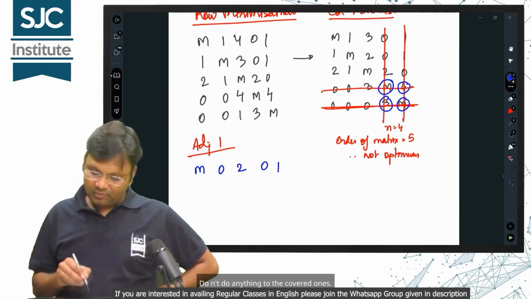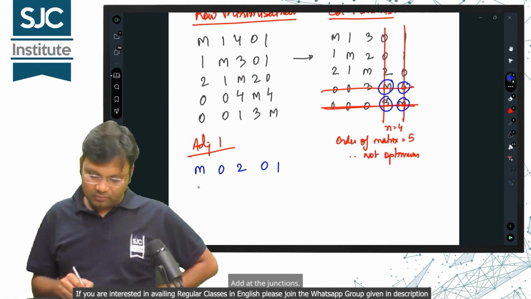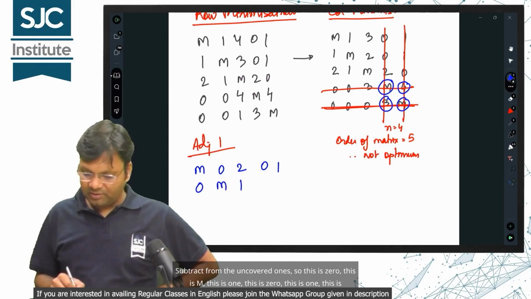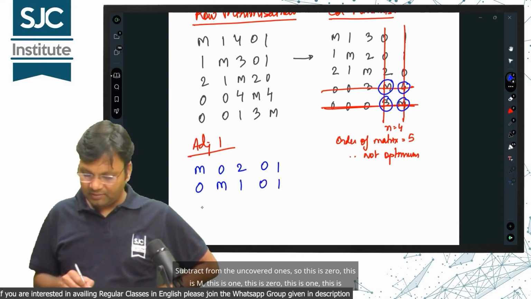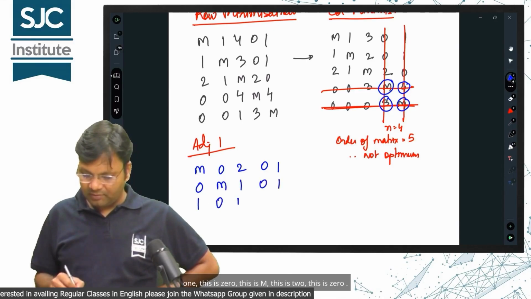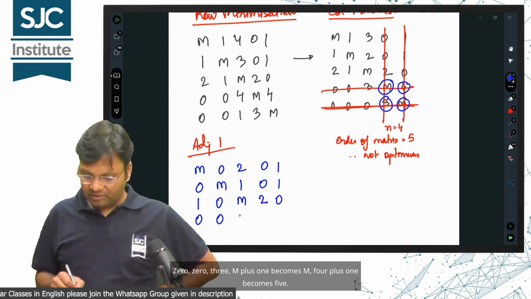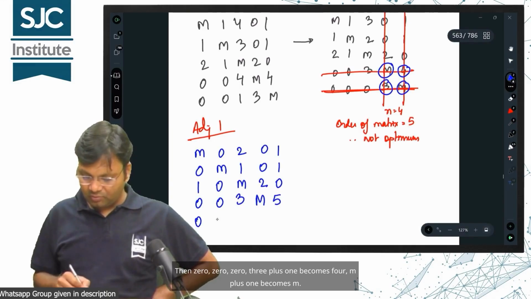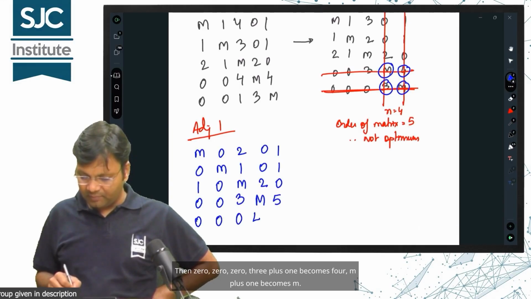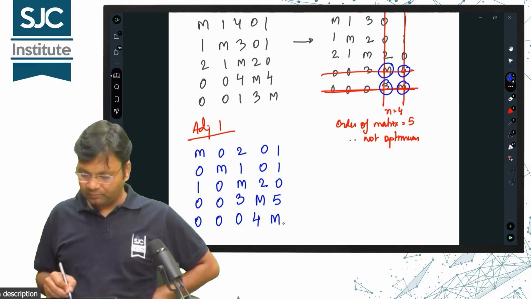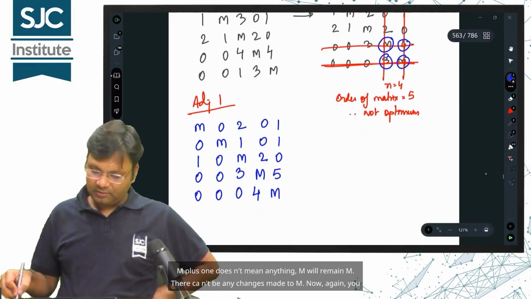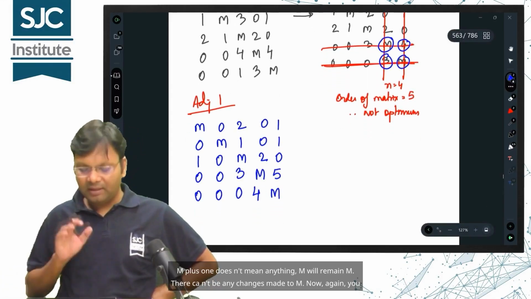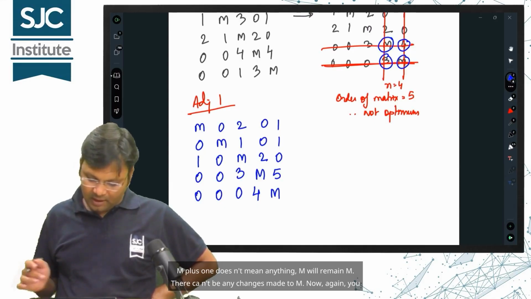Don't do anything to the covered ones. Add at the junctions, subtract from the uncovered ones. So this is 0, this is M, this is 1, this is 0, this is 1, this is 1, this is 0, this is M, this is 2, this is 0. Then 0, 0, 3, M plus 1 becomes M, 4 plus 1 becomes 5. Then 0, 0, 0, 3 plus 1 becomes 4, M plus 1 becomes M. M plus 1 doesn't mean anything, M will remain M. No changes can be made to M.